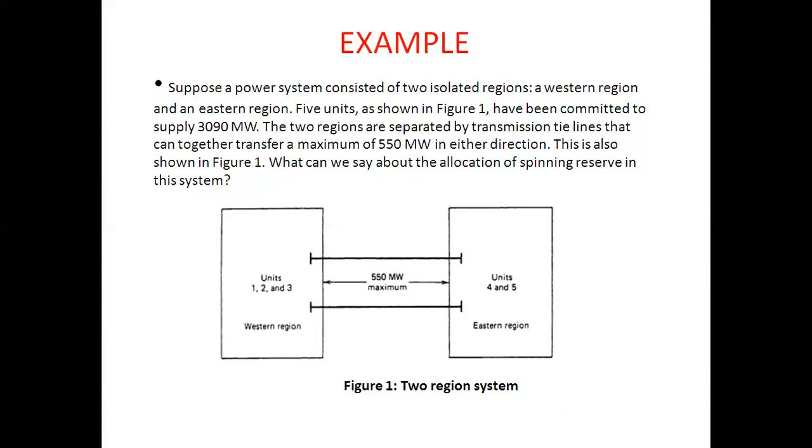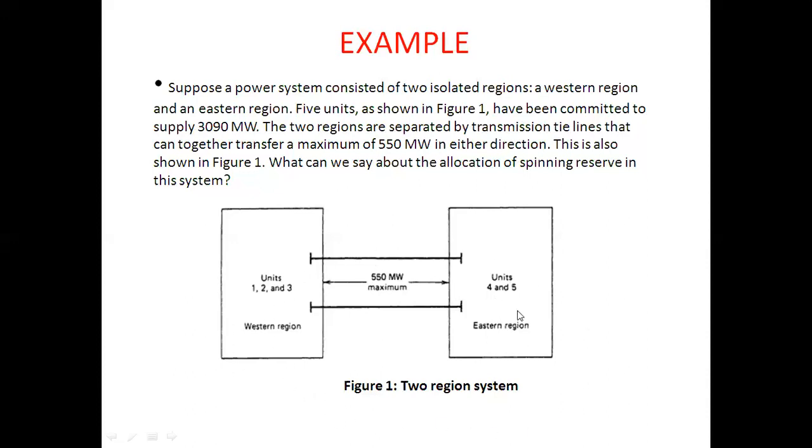Now, let us take another example. Suppose a power system consists of two isolated regions, one called the western region and one called the eastern region. It is clear from the picture that the western region has three units, units 1, 2 and 3, and the eastern region has two units, units 4 and 5. Five units are shown in figure 1.